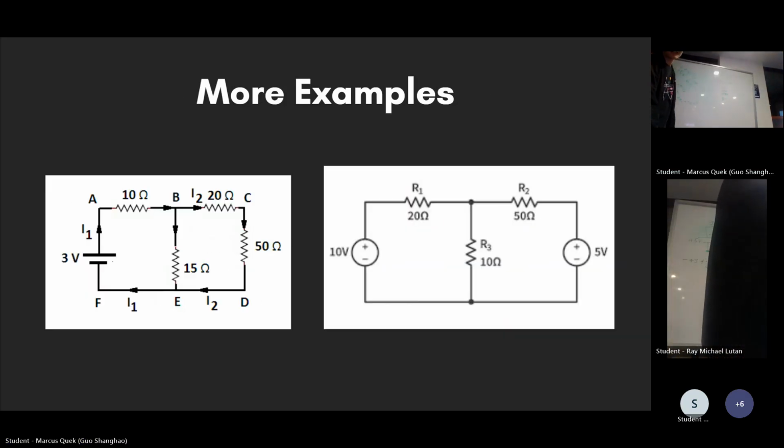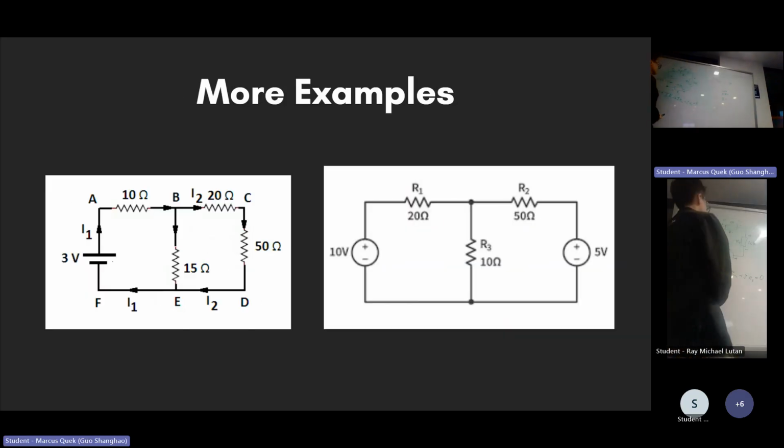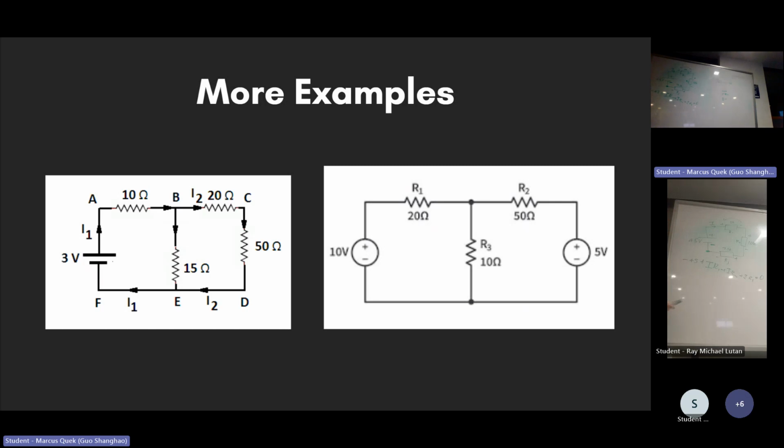Everyone's okay with this, right? In fact, you don't even need to use KVL for this, because you can just calculate R effective. If you factorize I out, you get R effective, the total resistance.